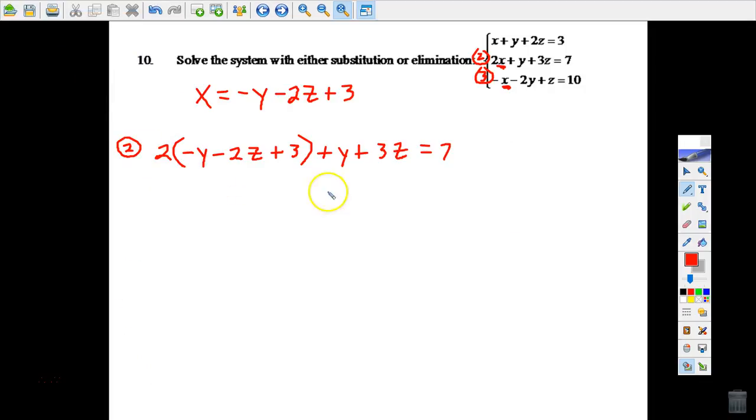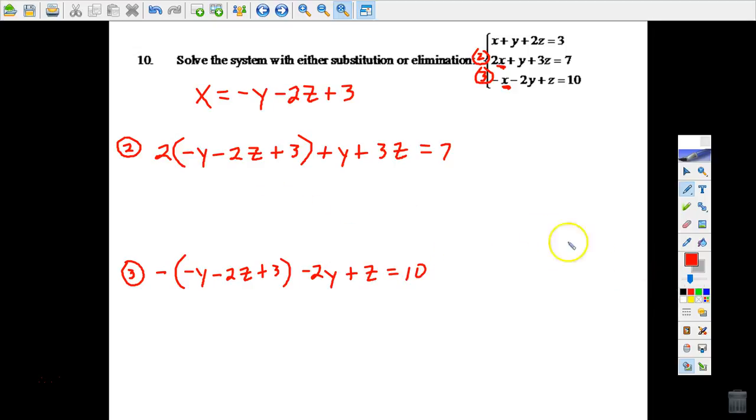This is a little bigger. Okay, and now I've got to do the same thing for equation 3. Replace x. So don't forget there's a minus on there. Negative, y minus 2z plus 3, minus 2y plus z equals 10.